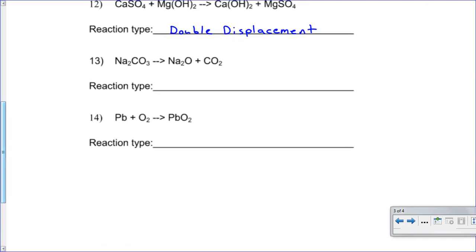For 13, Na2CO3 yields Na2O plus CO2. This one, there's only one reactant, all right? And only one reactant means that it is a decomposition reaction.